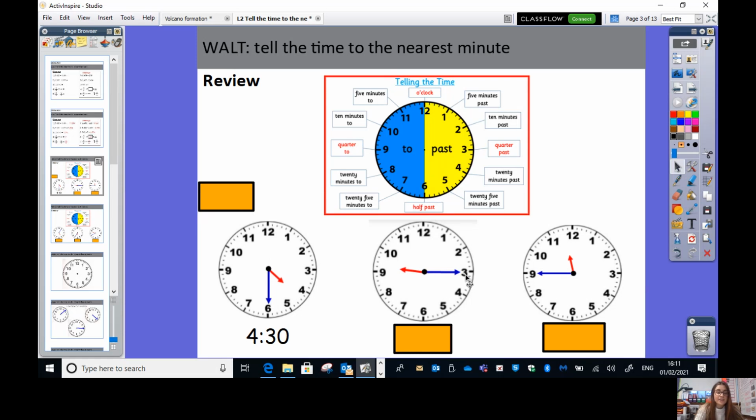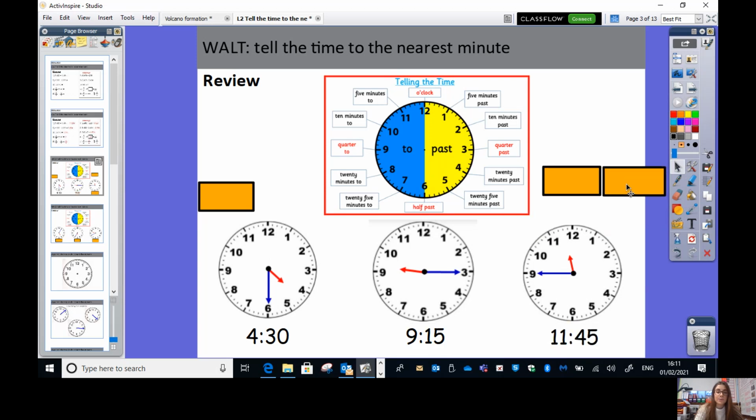My next one, my minute hand's at the 3. I know that is quarter past. And my hour hand is between the 9 and the 10. It's nearer to the 9, and I know that I need to look back because I'm saying past. So it is 9:15. And my last one I won't go through, it's 11:45.